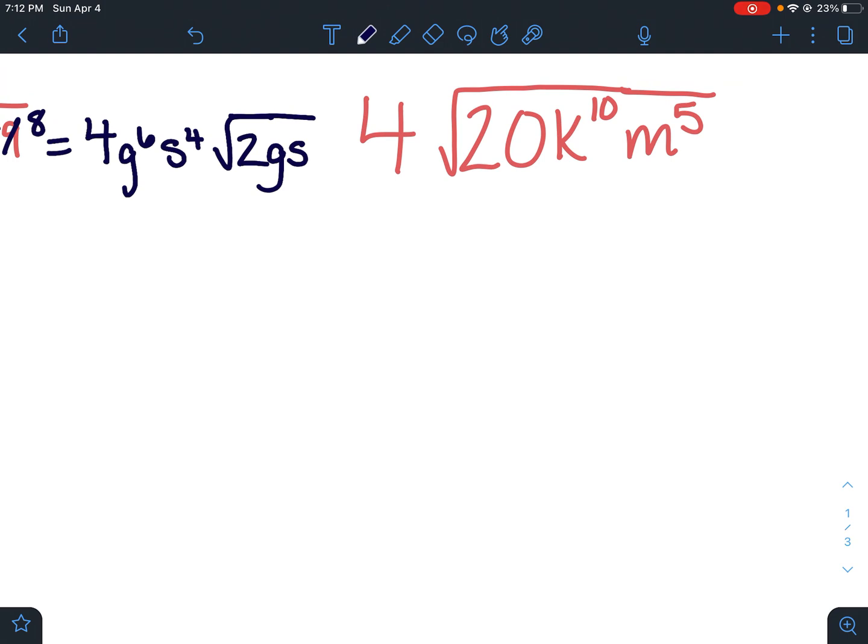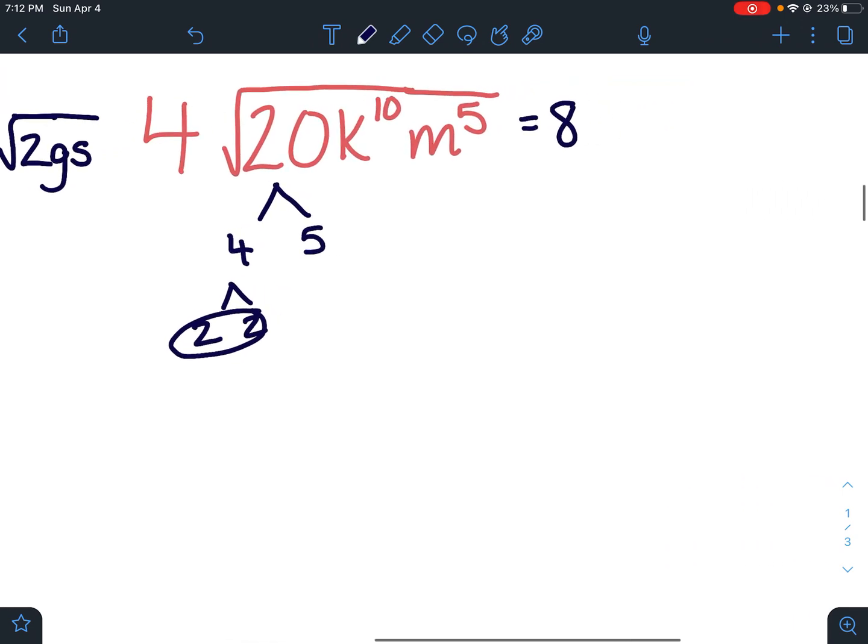4 square root 20, k to the 10th, m to the 5. Here we go. 20. I have 4 times 5, which is 2 times 2. I'm going to take those 2s, put them outside. 4 times 2 gets me 8. Okay, now I'm going to leave my 5 inside.